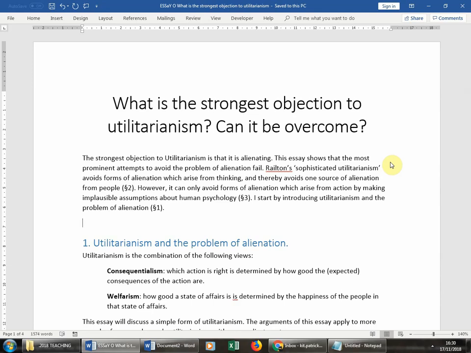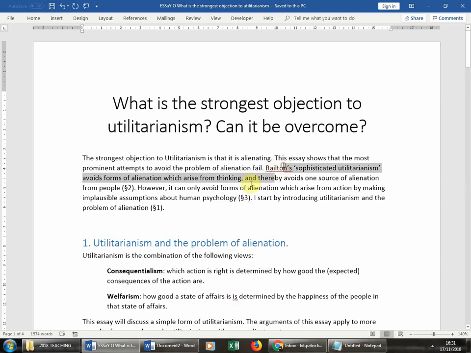So here's our essay. What is the strongest objection to utilitarianism? Can it be overcome? And here's what the student did with it. The strongest objection to utilitarianism is that it is alienating. Fantastic! Already I know the answer to part of the question. This essay shows that the most prominent attempts to avoid the problem of alienation fail. Wonderful! I've also got the beginnings of an answer to the second part of the question. It's very clear. It's very crisp. There's no fluff here.